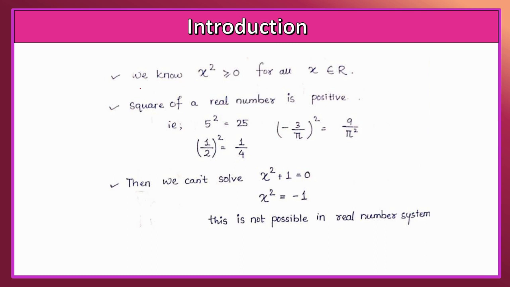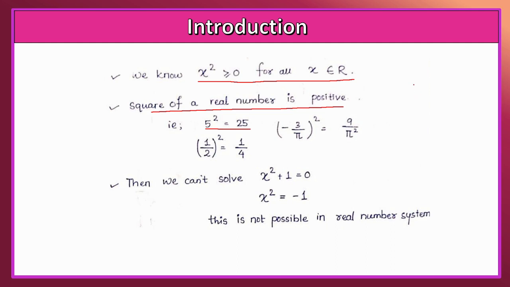So let's start from the introduction of complex numbers. We know that x square is greater than or equal to 0 for all x belongs to R. Means if x is a real number, then if you square it, the value will be greater than or equal to 0, or positive. It is written here that the square of a real number is positive. We know this, for example 5 square is equal to 25, and 1 by 2 square is equal to 1 by 4. So the square of a real number is always positive.